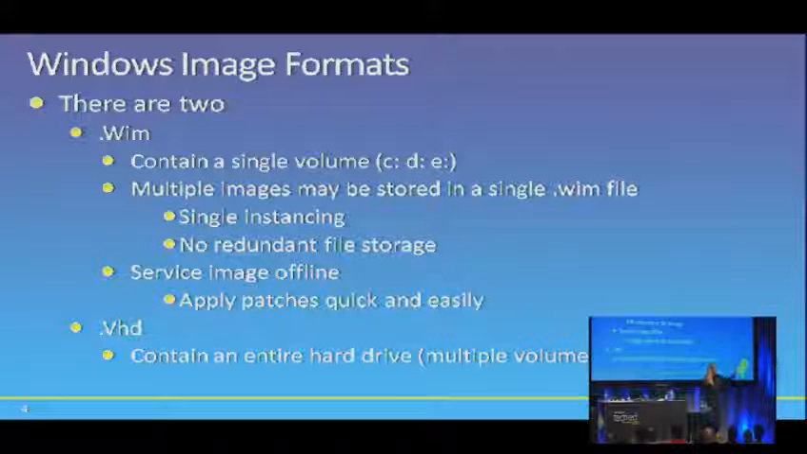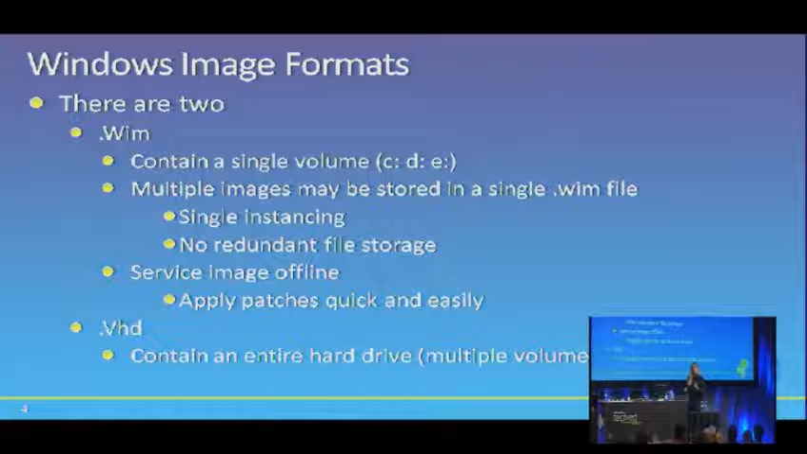But one of the nice things about the WIM file format is you can put multiple images inside a single WIM file. So you could get an image of partition C, put that in a WIM file. Then take an image of partition D, put that in the same WIM file. So you can keep everything together.